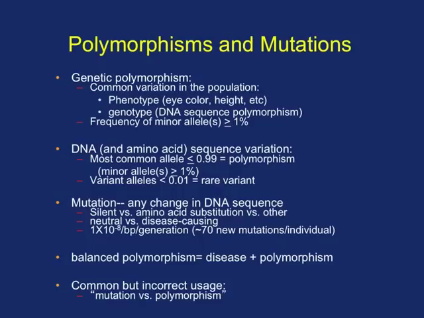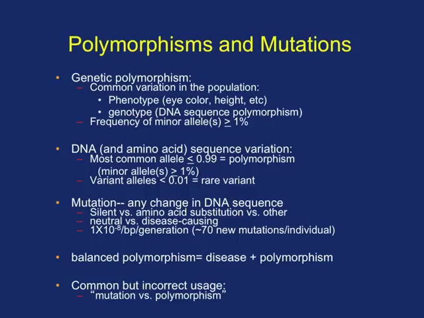So the strict definition of a polymorphism is given here. Now, there are DNA sequence polymorphisms. There are lots of other polymorphisms. Hair color is a common human polymorphism, whether you have blonde hair or dark hair, whether you have curly hair or straight hair. Any variation in phenotype is a polymorphism. At the genotype level, a DNA sequence polymorphism, the formal technical definition is any variation in a DNA sequence where the rarer allele is more than 1% of the population.